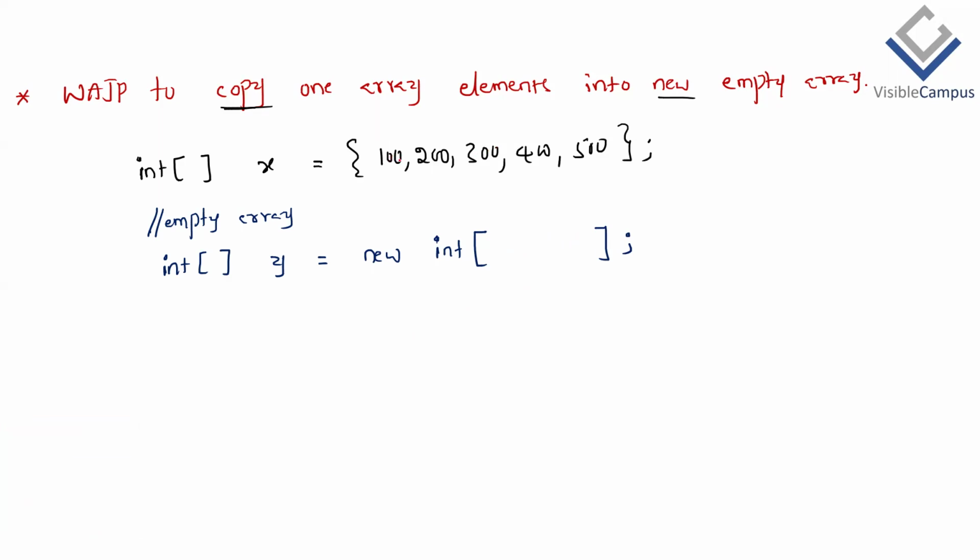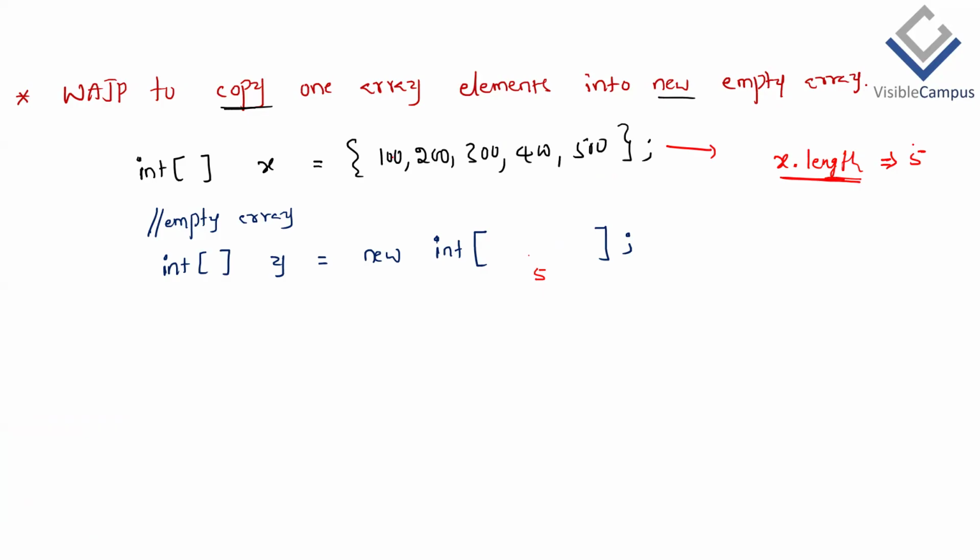What is the previous array size? 1, 2, 3, 4, 5 elements are there. How do we get that number of elements? x dot length. For this array, array name dot length property will give a value of 5, yes or no? Then here also we have to use the same thing or not? Yes. So is it good practice to give the number 5, or is it good practice to give the property called length? Giving length is the proper, professional way.